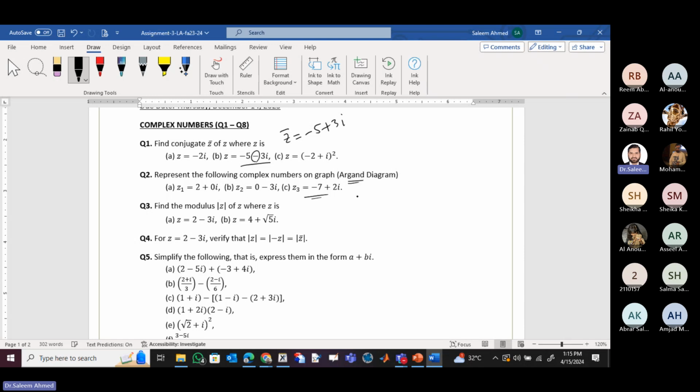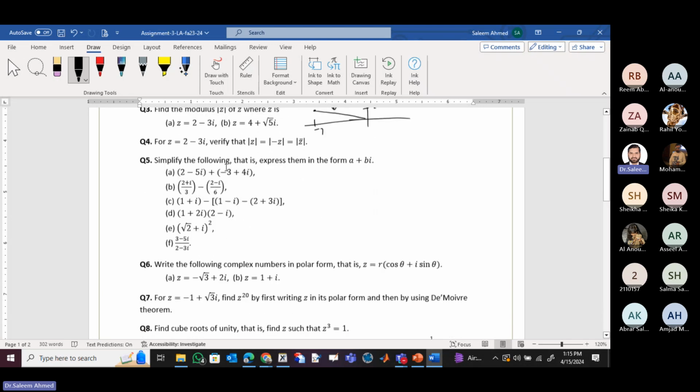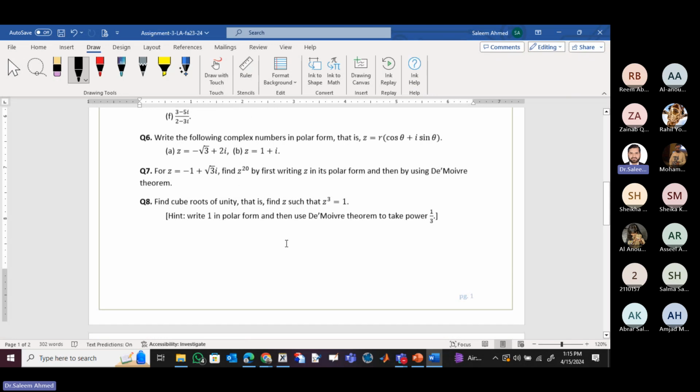Write these numbers on Argand diagram. So I will take minus 7 here, 2 from here. So this is minus 7, 2. This is the complex number here, right? Very easy. Finding the mod and multiplication, division, everything is easy.